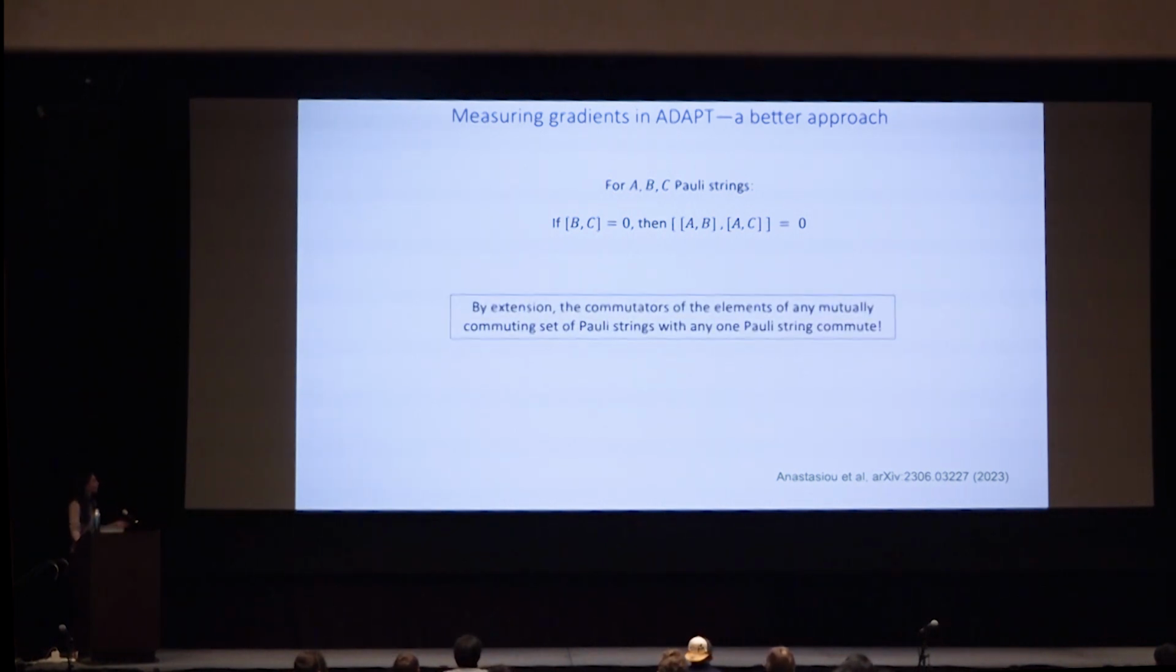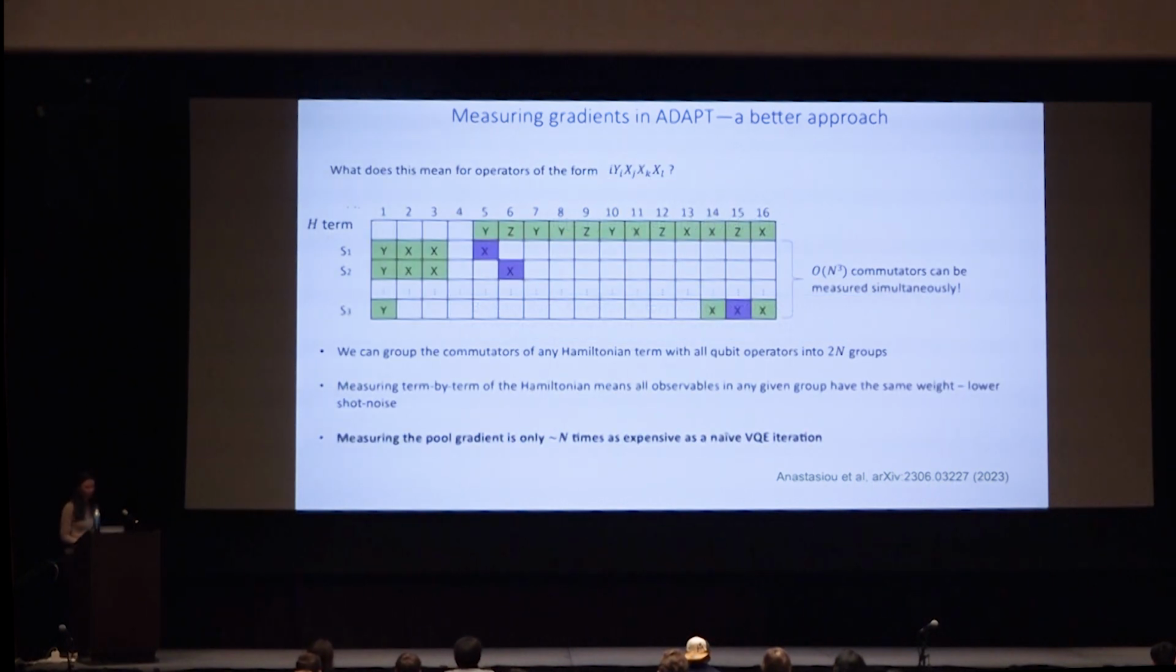And by extension, I can then group terms. I can group operator pool terms that commute, and then I know guaranteed that their commutators with the Hamiltonian commute. So let me just show you this slide.